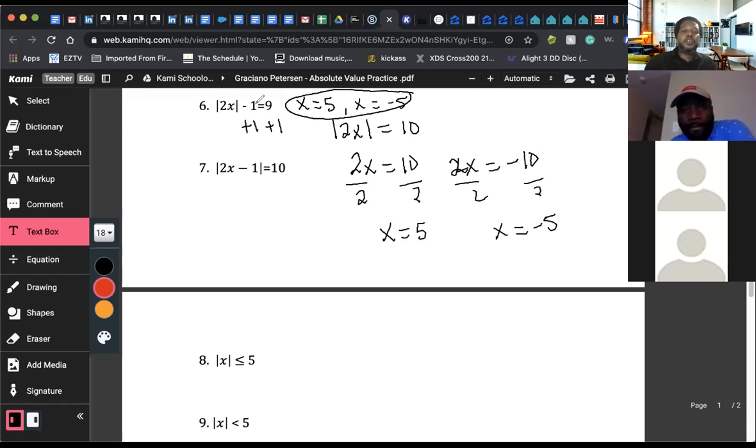Okay, but first things first, before we can do anything, is to isolate the absolute value. To isolate it, we have to get rid of this 1 that's being subtracted. How do we get rid of a 1 that's being subtracted? We must add 1, right? So that's what we did. We added 1 to both sides of the equal sign. We ended up with the absolute value of 2x is equal to 10. Because we have 10, a positive answer, we know that we have 2 solutions. So we have to split it into a positive answer and a negative answer and solve for x.